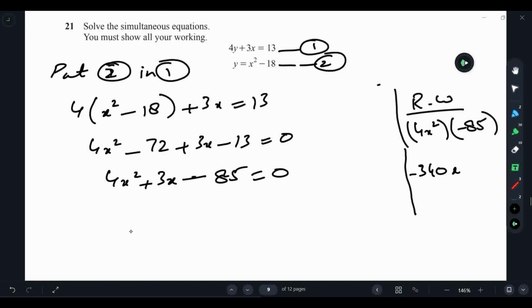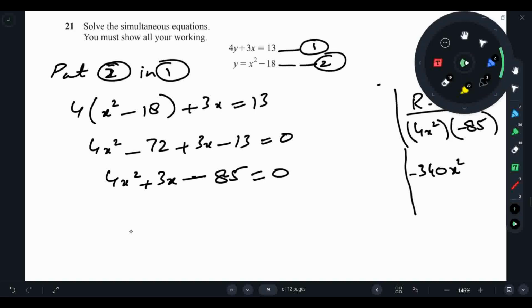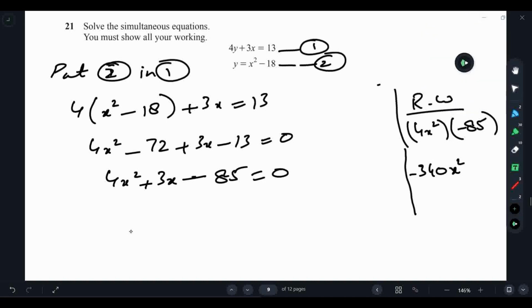Okay, minus 340x square. Now we have to use the concept of midterm breaking. We have to break 3x into 2 terms. If we multiply those 2 terms, the answer should be minus 340x square. And if we add those 2 terms, the answer should be 3x. Now, what we need to do is, we need to check it like this.